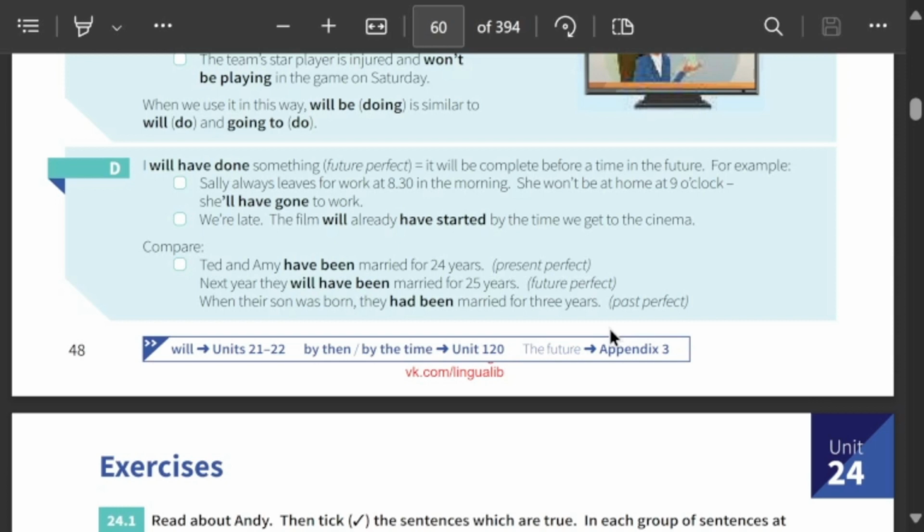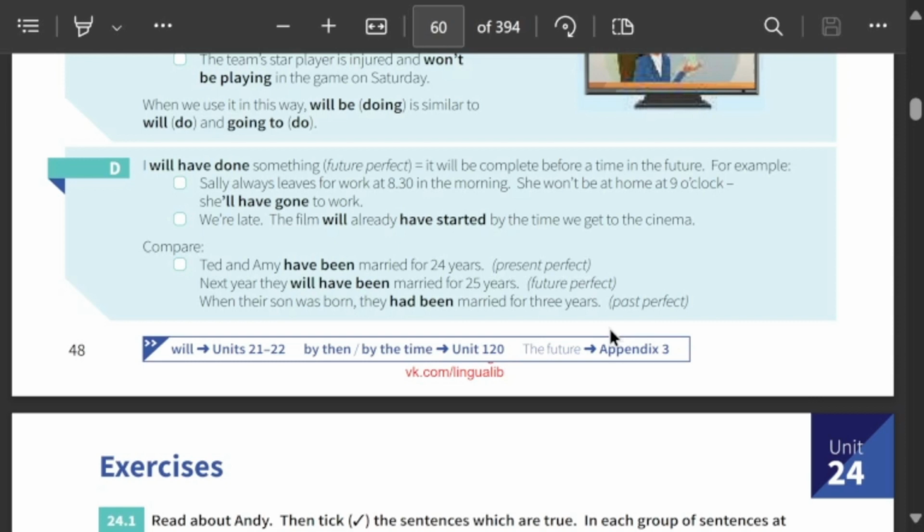She won't be at home at 9 because every day she leaves at 8:30. So what will she be doing at 9 o'clock? She'll have gone to work. Okay, this is, she will be going to work, for example. If she's still going, we can say she will be going to work. But the action of leaving, like leaving the house, then you can use future perfect. She'll have gone to work. She'll have gone to work. Okay?